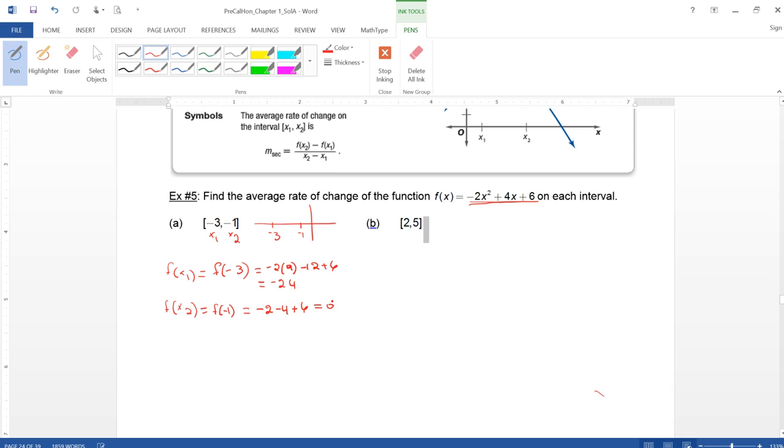So now, average rate of change is the slope of the secant line. That's what that means. f of x2 minus f of x1 over x2 minus x1. So plug and chug. f of x2 is 0, minus -24, over -1 plus 3. What is it? 12. Okay?